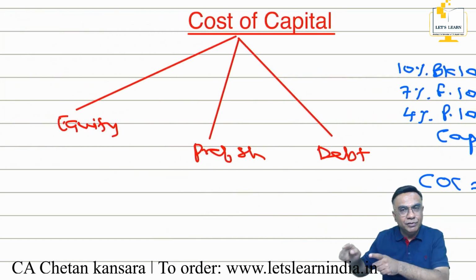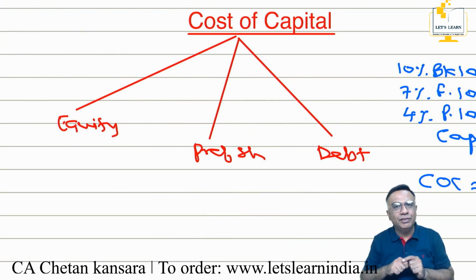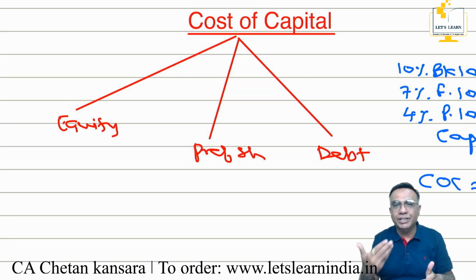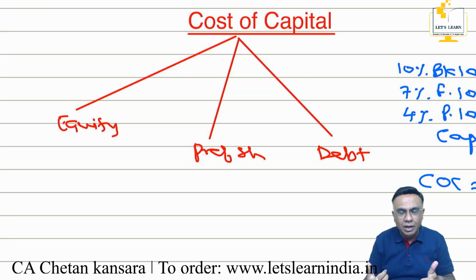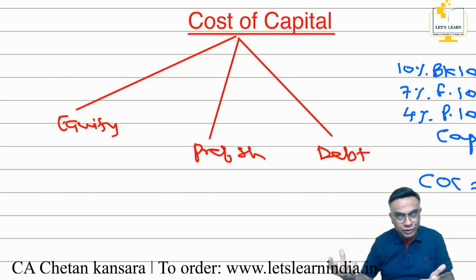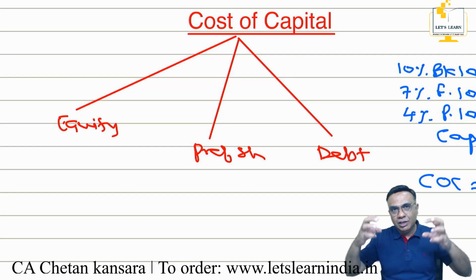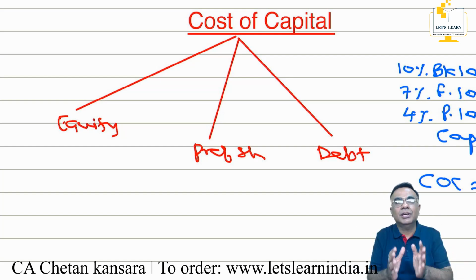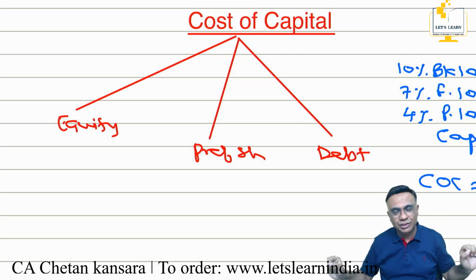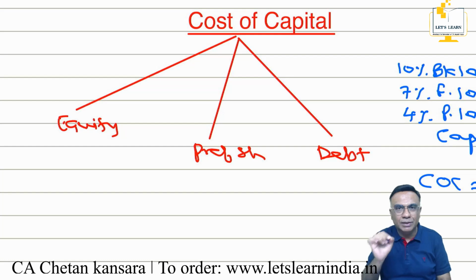Similarly, like your cost, we are going to talk about the company. Company is getting funds from different sources. Company can raise equity by issuing shares, equity shares, ordinary shares. Company can raise funds by issuing preference shares. Company can raise funds by debt. Debt can be loans, debentures, bonds. So all these funds which the company gets have some cost. No fund is without cost. Every fund is costing something to the company.